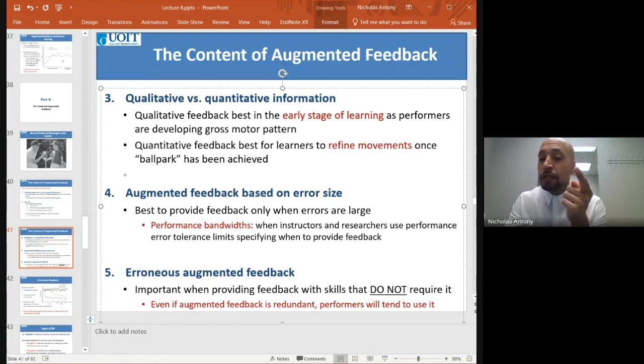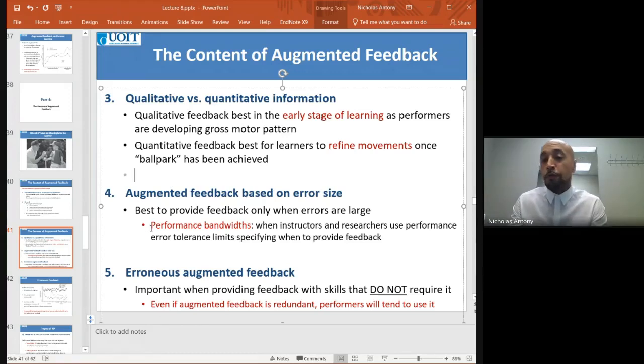You want to be careful because you don't want to ruin their learning moments, right? You don't want to stop them from learning. So like Apollo was saying, by giving augmented feedback all the time, you may be limiting the amount of reps or the amount of trials. So the best way typically they do in research, but also in real life, and you guys can maybe give me some examples, is you only provide augmented feedback based on error size.